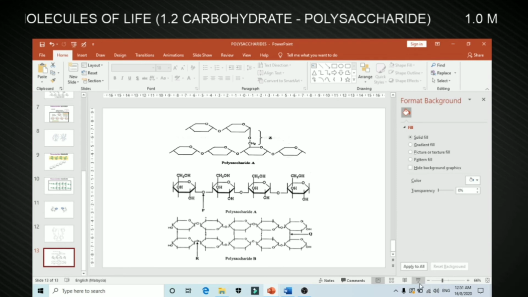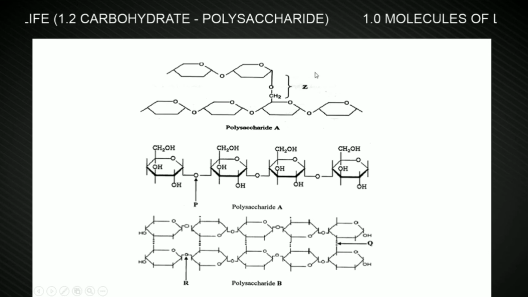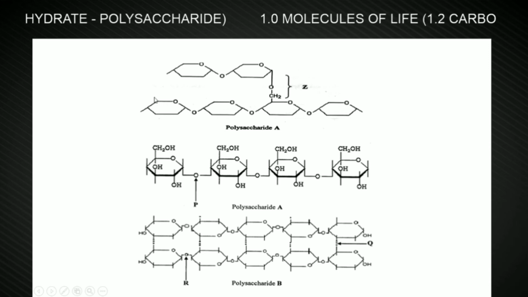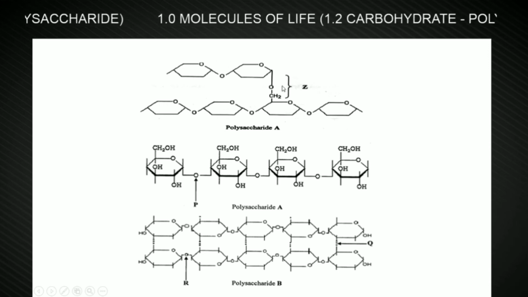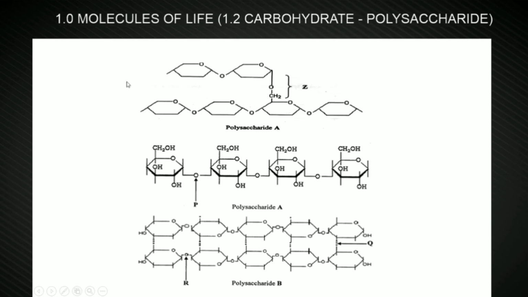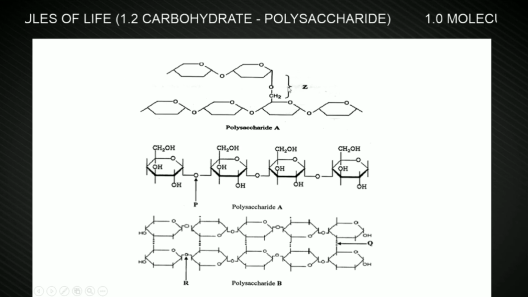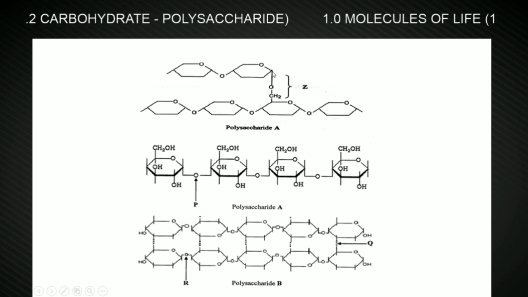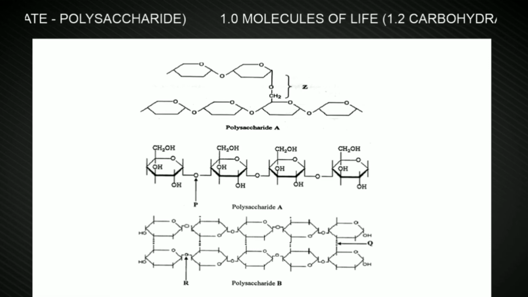So last one. Can you recognize polysaccharide A? This one. Look at this. This structure has a branch. So what do you think the structure is? Yes, this represents amylopectin. And the question asks you to name bond Z. So the bond Z is the bond that forms the branch. So for sure the bond is alpha 1,6-glycosidic bond.